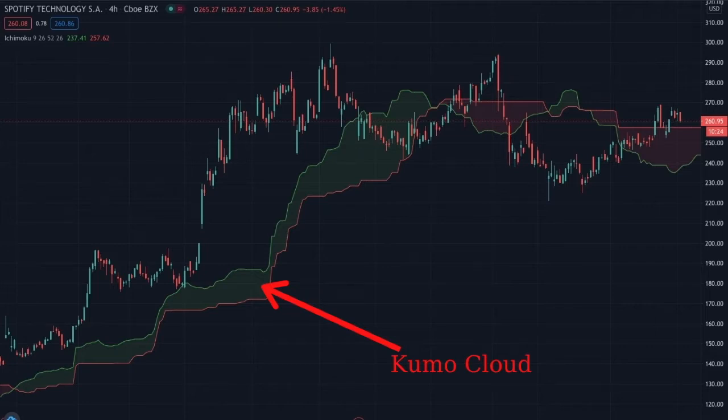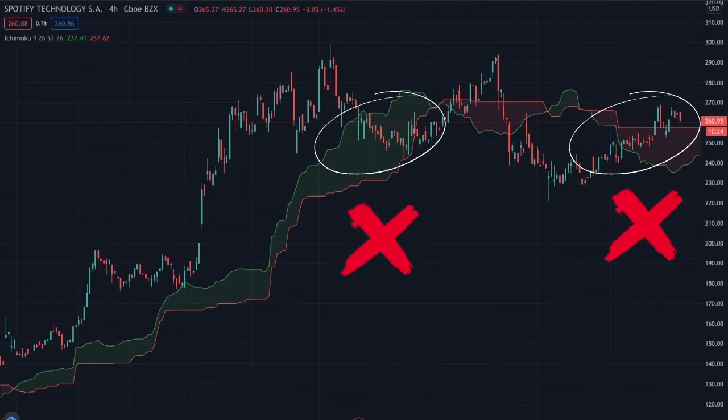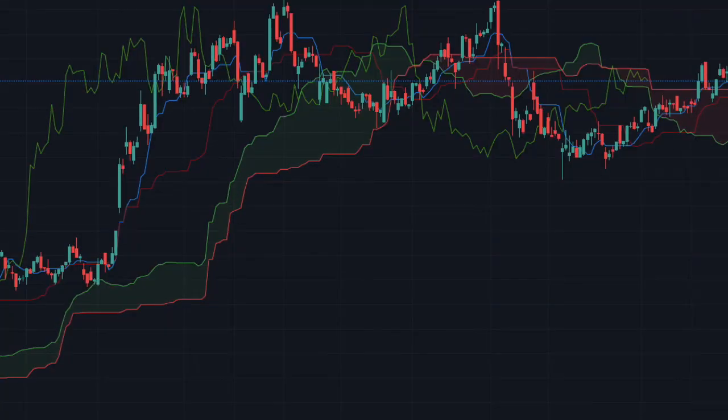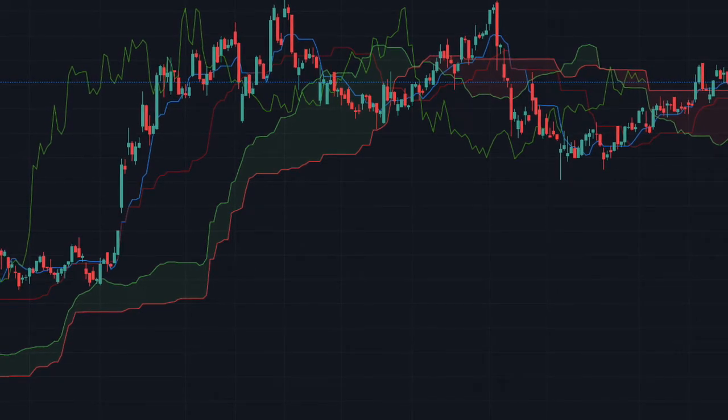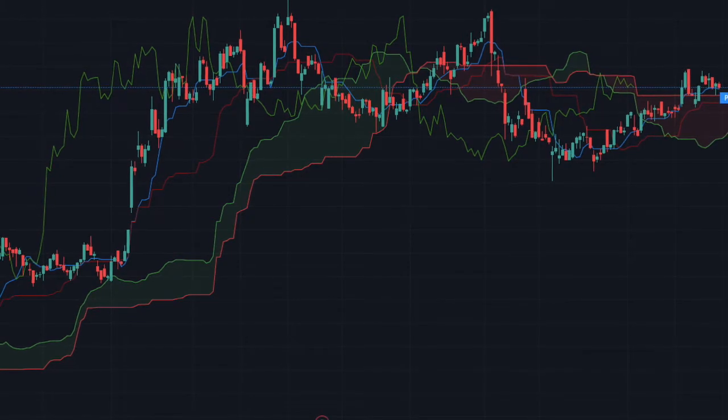So, in our strategy, if the price is above the cloud, we will only look to buy. And we will only look to sell if the price is below the cloud. We will never trade if the price is inside the cloud. Okay, now you know all the components of the Ichimoku Cloud indicator. Hopefully, you find it less confusing. But don't worry, we will elaborate during the video.